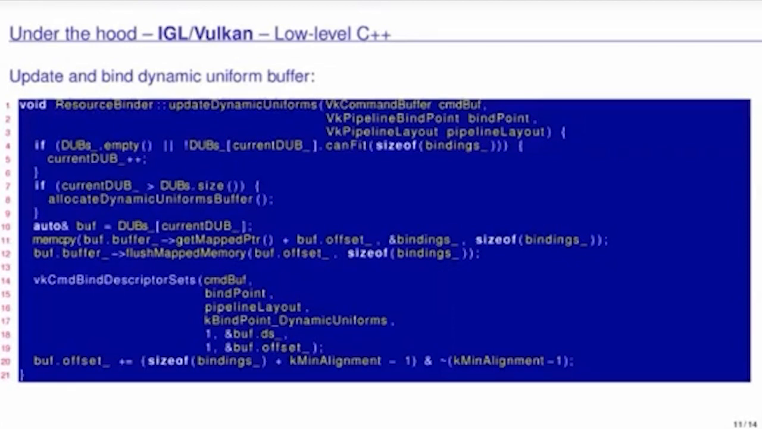Now that we've covered the C++ side, let's examine the shader code and see how it can access our binding data.